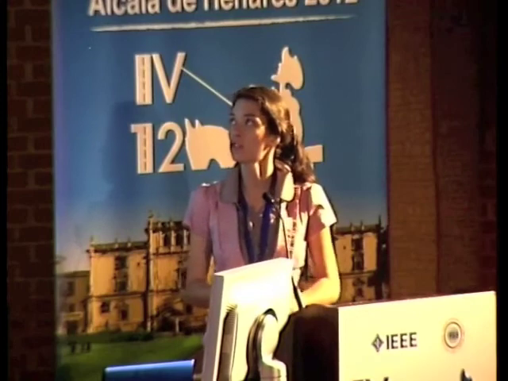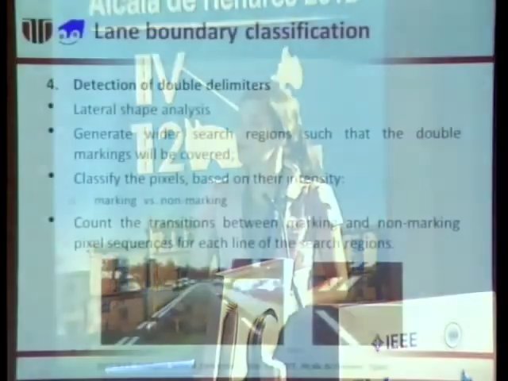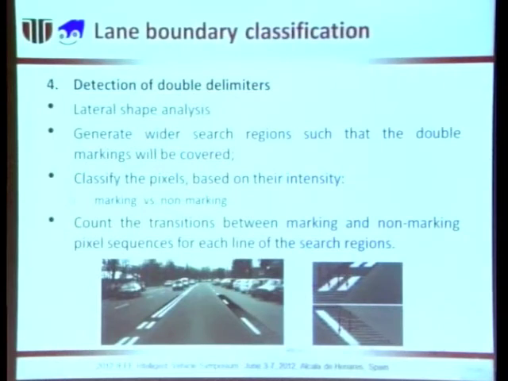Now we have classified until now the single delimiters. Well, for the detection of double delimiters, we also analyze the lateral shape. We generate wider search areas such that the double markings can be covered. We are interested only in those regions in which single markings have been detected, because only there can appear the possibility of having double lines.